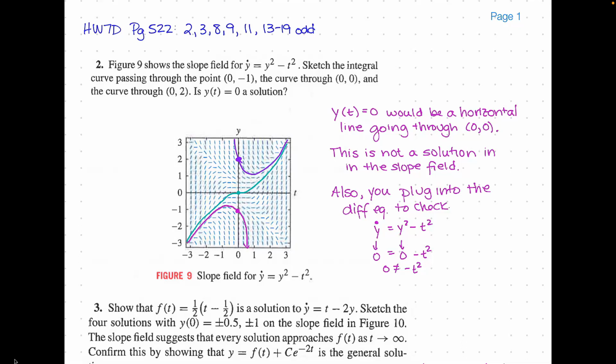This is the only bad thing about doing these solutions years ago. Is y of t a solution? So this is why. So we got to put all this together. If it was a solution, that would mean that we would have a horizontal line. But if you start where t is 0, there's no place where you have a horizontal line. So that's why. Any other questions?